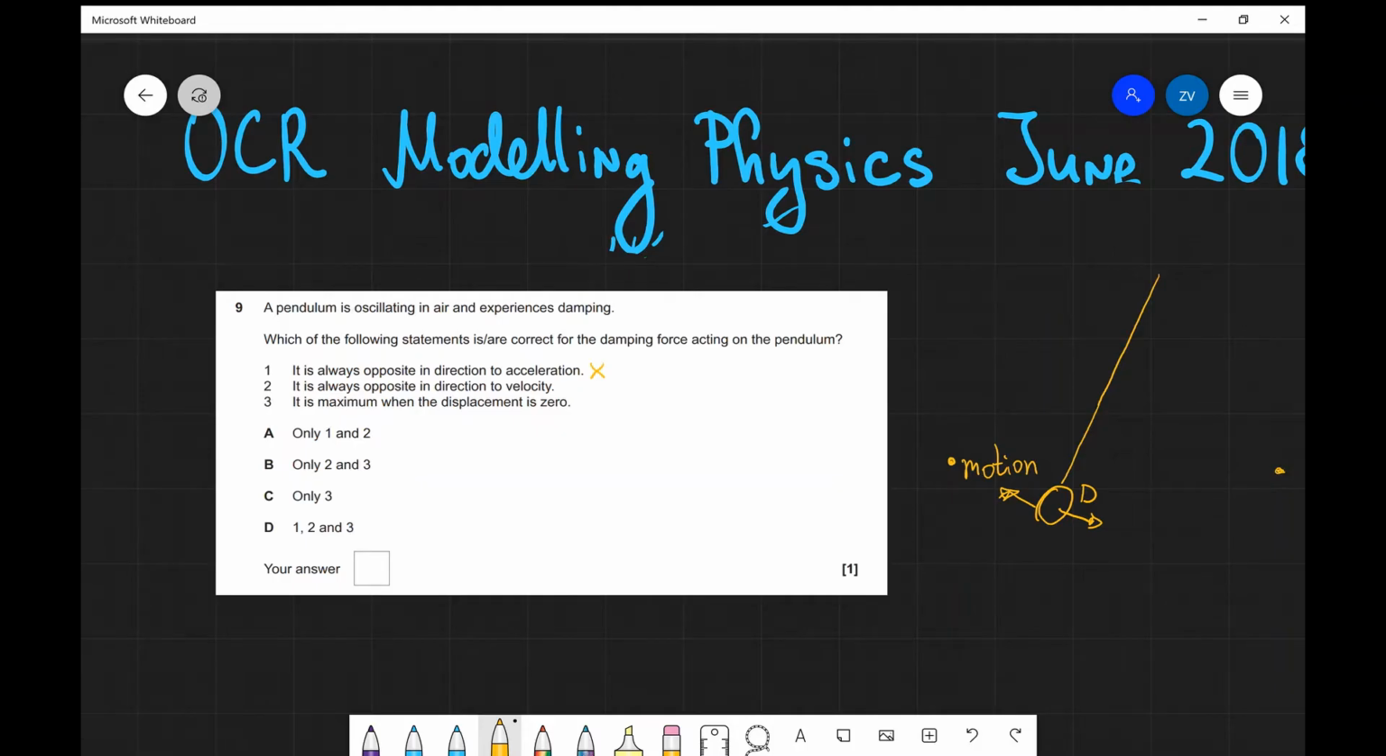Second one, it is always opposite in direction to the velocity. That is absolutely true. So essentially in this case, the damping is caused by the drag force, which is always opposite in direction to the velocity. And 3, it is maximum when the displacement is 0. That is absolutely correct, because when the displacement is 0, the force is actually the greatest, hence the acceleration is the greatest, and hence there's going to have to be an equal damping force to counteract that. So the correct answer has got to be B, no pun intended, only 2 and 3.